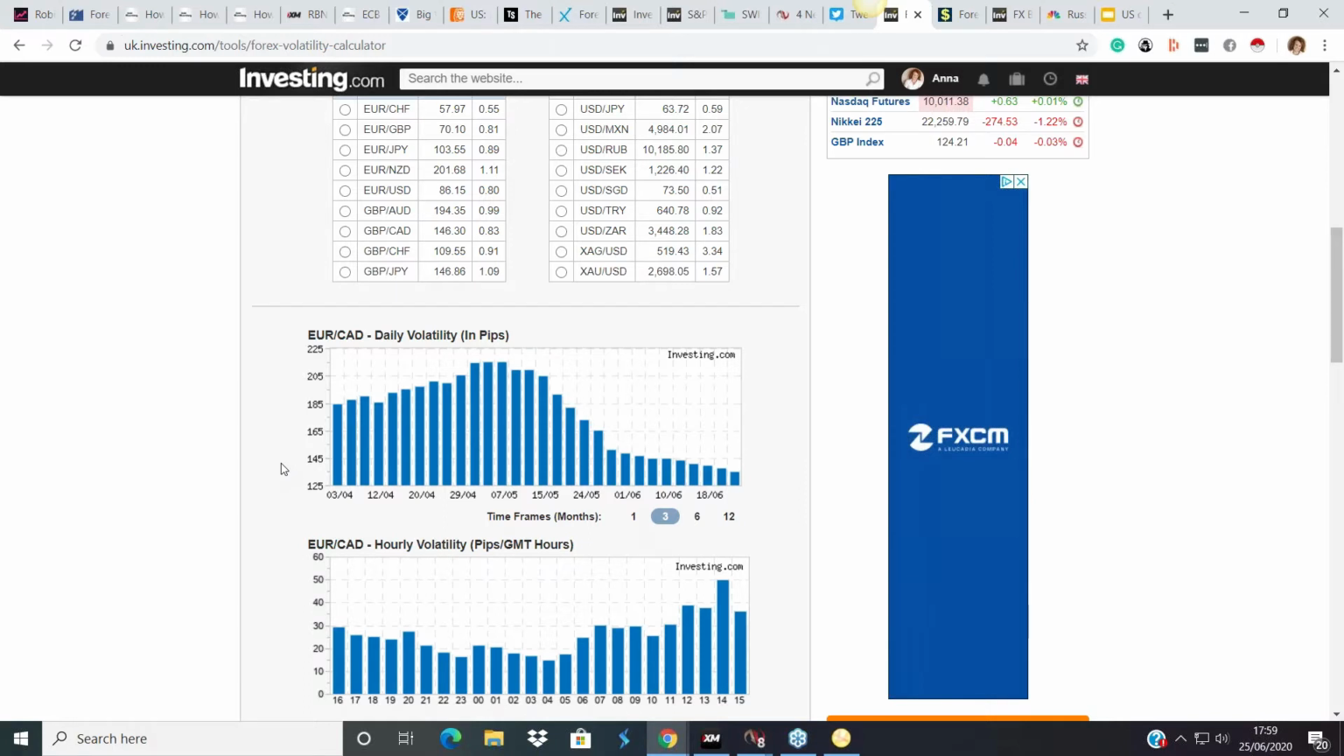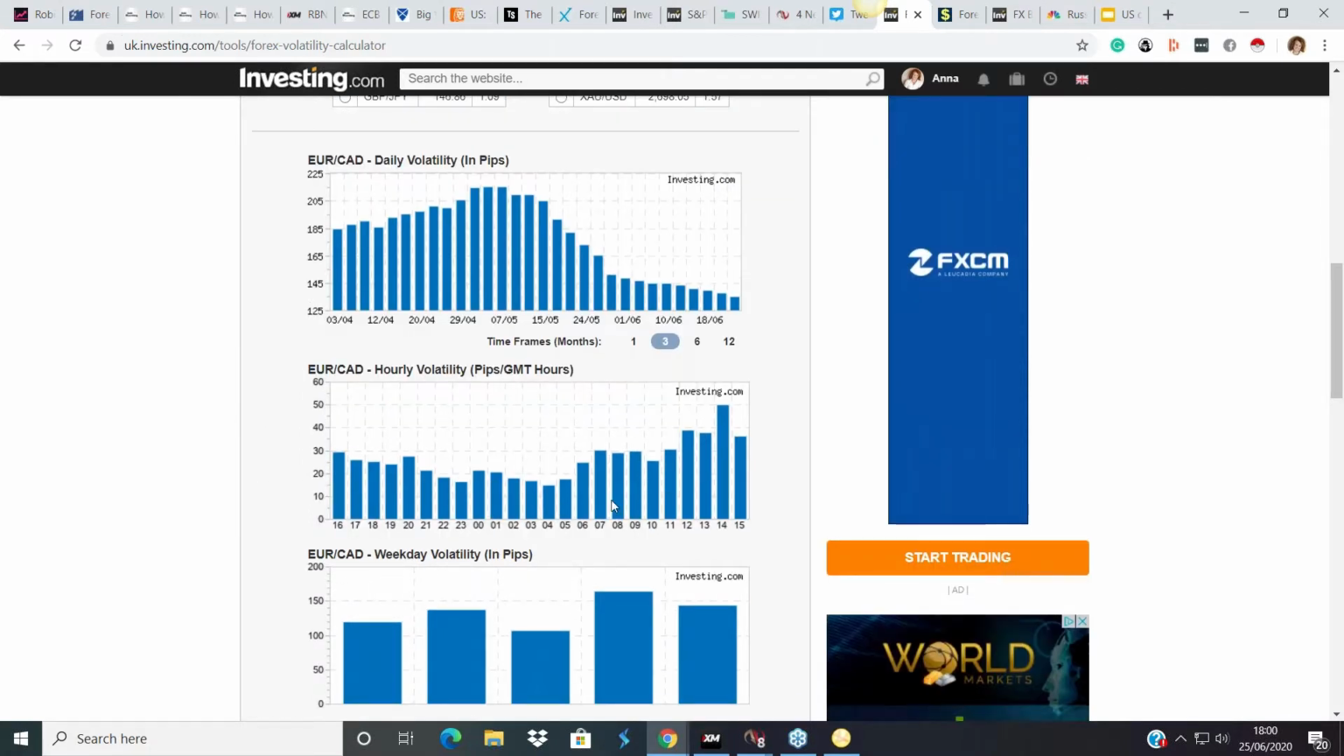So an interesting thing about EuroCAD is we can see it's had these big ranging days, but look, it has been falling. That doesn't mean there's not going to be trading opportunities, but obviously there have been more trading opportunities if something's been moving 200 pips over a 24-hour session. Then it tells you over the hour when things are likely to be moving.